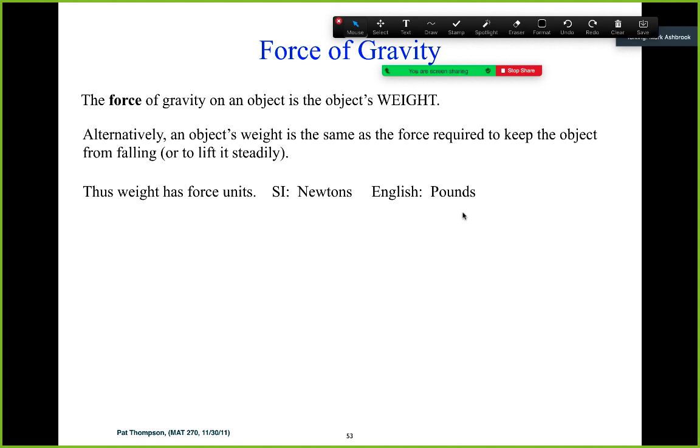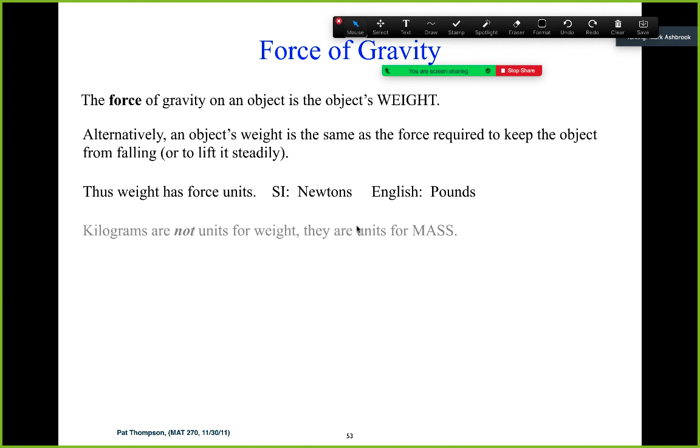So other things like newton meters and foot pounds and joules and all these other things are not force units. They're not force units because newtons is a force unit and pounds is a force unit. And so both of those could measure weight because they're force units. Both of those would be the units on the weight of an object.